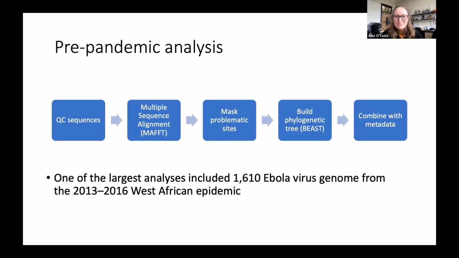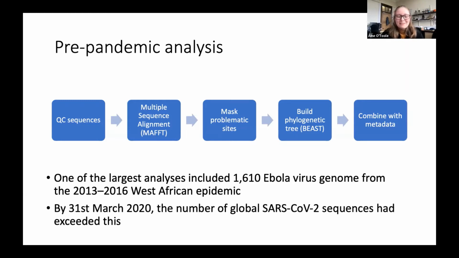It's worth highlighting that before the pandemic, one of the largest phylogenetic analyses of an outbreak was the West African Ebola epidemic. And this included 1,610 Ebola virus genomes, which seemed like a huge number at the time. The method, broadly speaking, involved QCing the sequences, multiple sequence alignment using a tool like MAFFT, masking problematic sites such as highly homoplasic sites, building a phylogenetic tree with BEAST, and then combining that tree with metadata to infer answers to questions. But by March 31st, 2020, the number of global sequences of SARS-CoV-2 had already exceeded this.